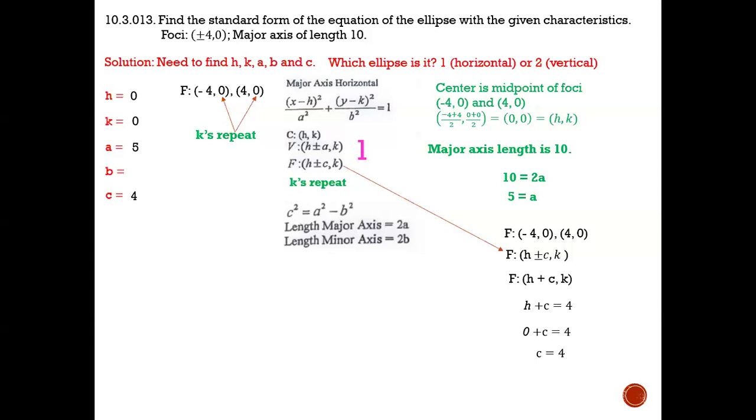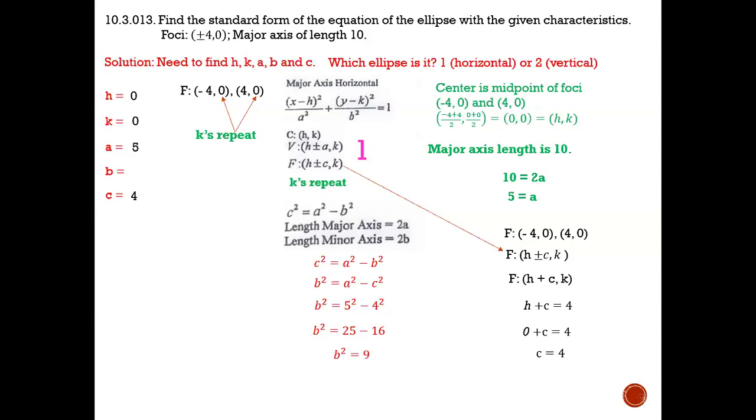Once we have 4, we can use the formula that was given to us, C squared is equal to A squared minus B squared, to get the other vertices, the other points on our ellipse. So I'm using C squared is equal to A squared minus B squared. Plug in what I have: I have the A squared, I have the C squared. Solve for B squared. So B squared is equal to 9.